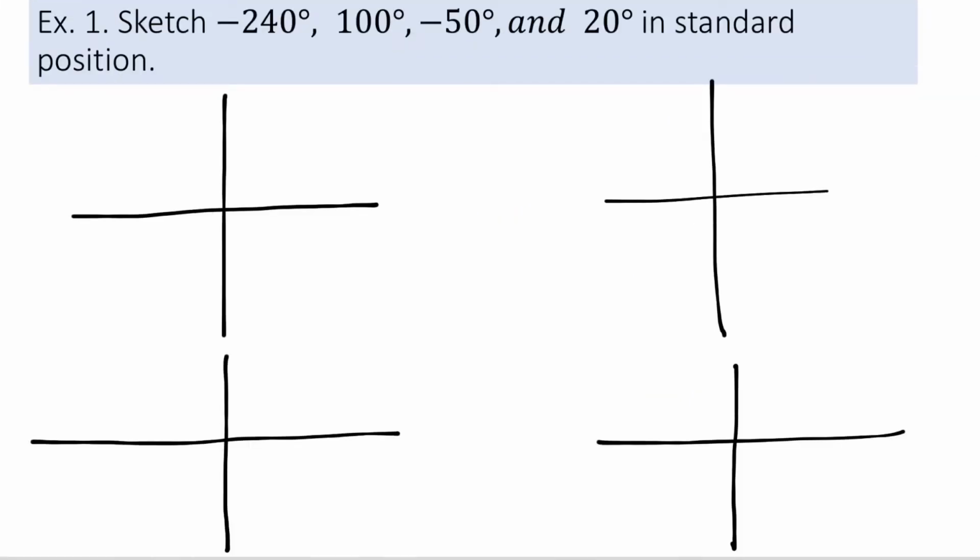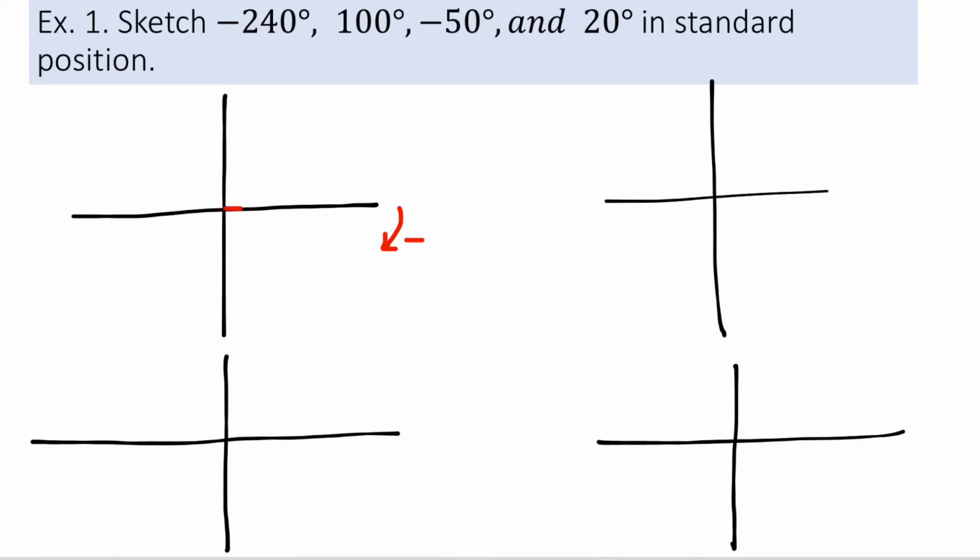So let's practice this idea for a minute and look at 4 examples. The first one says sketch negative 240 degrees. So that means I want to rotate in the negative direction. This would be your negative direction.